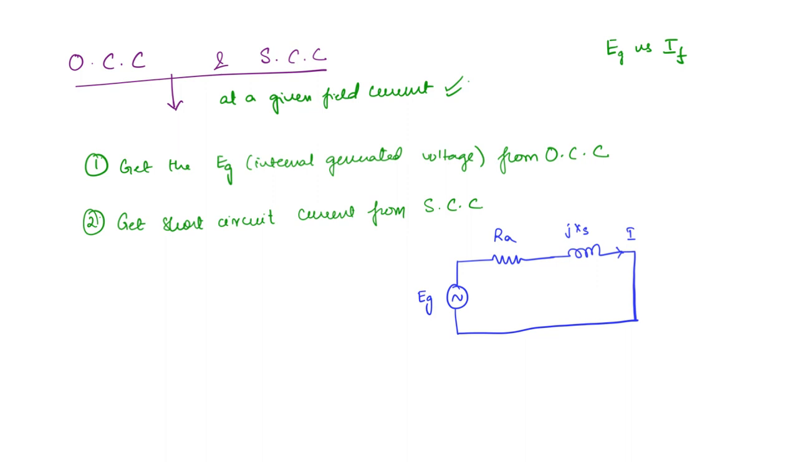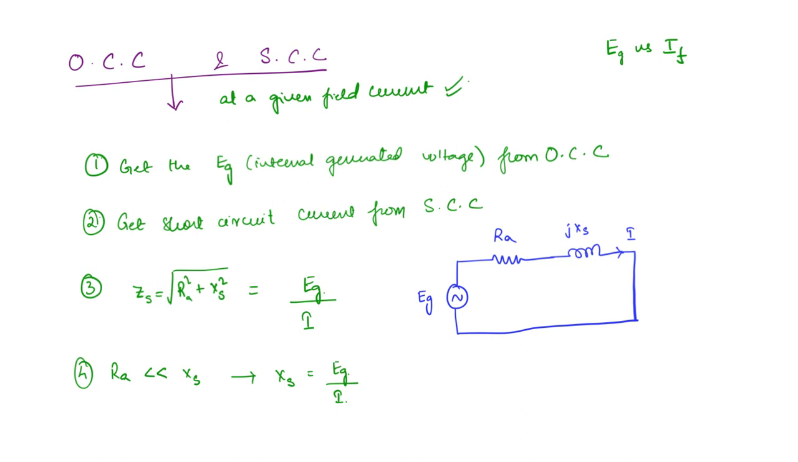Once you get both of them, then from the equivalent diagram, what are you going to get? The synchronous impedance ZS, which is equal to the square root of RA squared plus XS squared. This is going to be equal to EG by I. The voltage by current will give you the magnitude of the impedance. Furthermore, if you neglect the armature resistance, which is very small in comparison to the reactance, okay, RA is much less than XS. In this case, you are going to get the synchronous reactance equal to the generated voltage divided by the short circuit current.